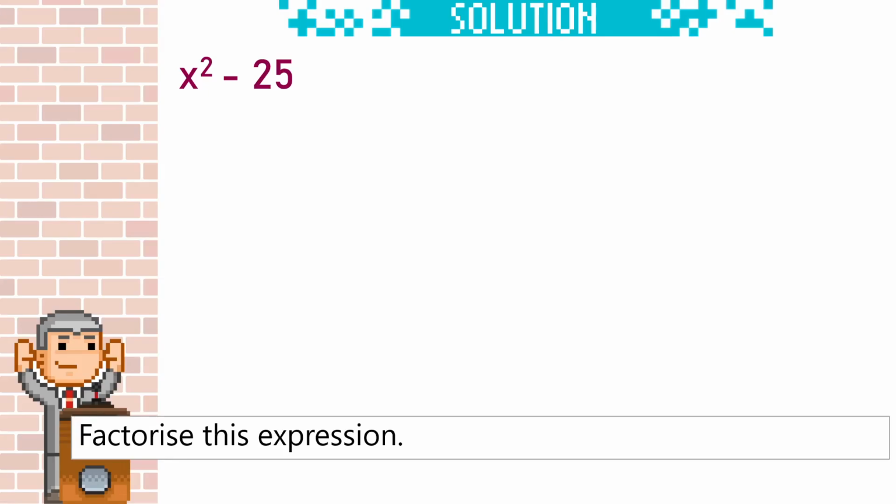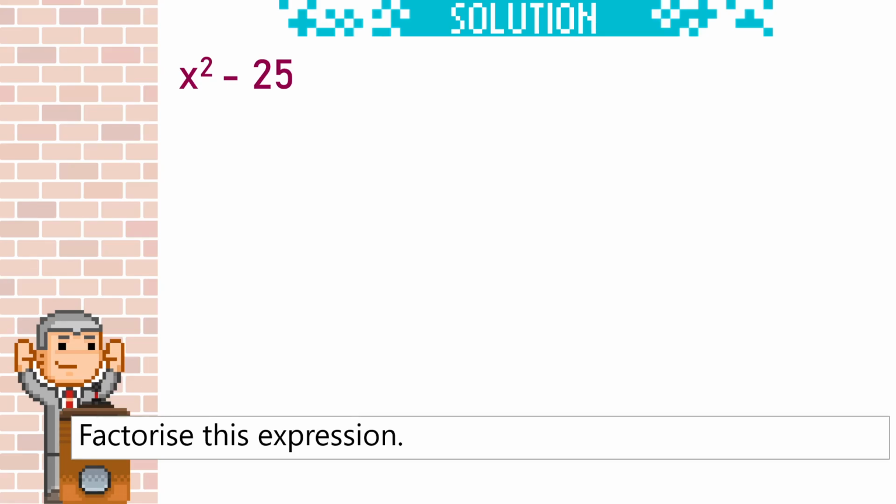This quadratic looks a little different. This is known as the difference between two squares. X squared and 25 are both square numbers, and the takeaway means we're finding the difference. In this special case, there's no x term. Well, there sort of is. The x term is 0x. This means that we need to find two numbers that add together to make 0 and multiply to make -25. The answer will be 5 and -5.